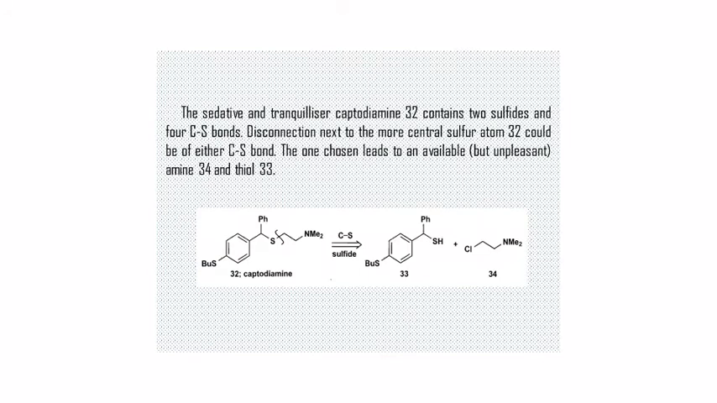The sedative and tranquilizer captadiamine 32 contains 2 sulfides and 4 C-S bonds. Disconnection next to the more central sulfur atom 32 could be of either C-S bond. The one chosen leads to an available, but unpleasant, amine 34 and thiol 33.